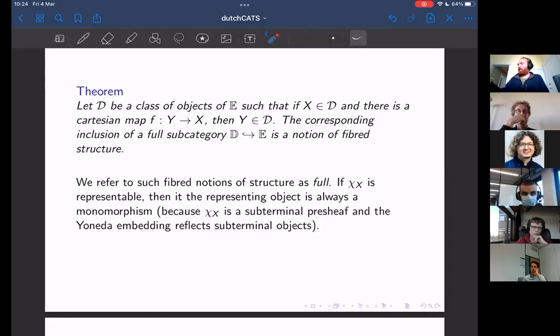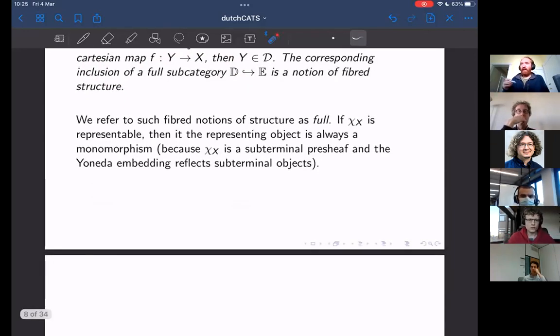Another way to think about this is that we have a class of objects which are closed under Cartesian maps, so closed under reindexing. So if X has some property of belonging to D, and f is a Cartesian map into Y, then Y also has the same property of belonging to D. And then this inclusion of a full subcategory is what we call a full notion of structure.